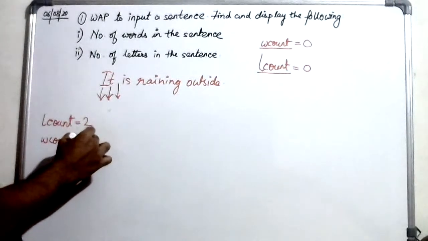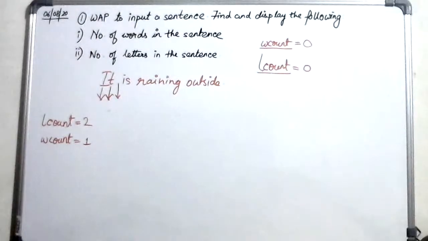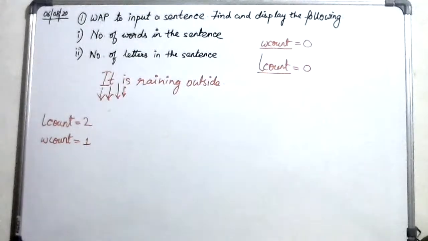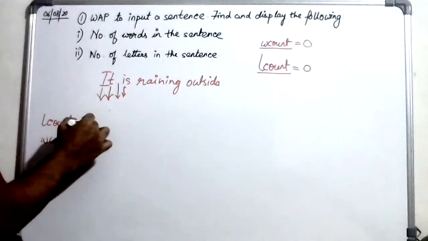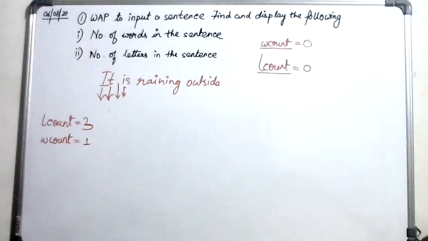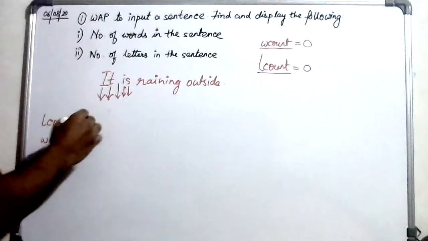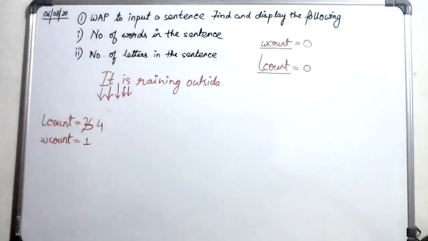So W count increases to 1, which signifies we have found one complete word already, and we move on with the extraction. We extract the next letter, which is I. Since it is not a blank space, 2 becomes 3. W count remains as it is because we have not found a complete word yet. We extract S. So 3 now becomes 4, because S is not a blank space, it is a letter. But W count remains the same because we have not completed a word yet.